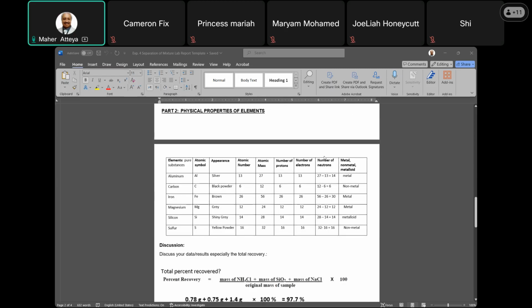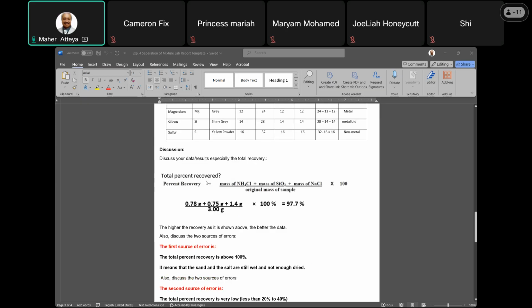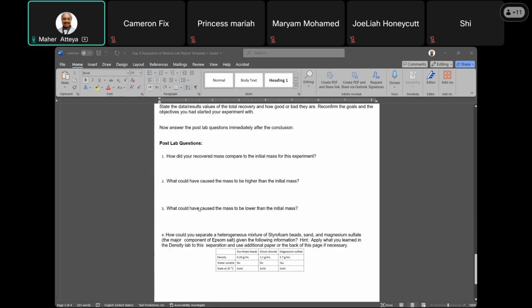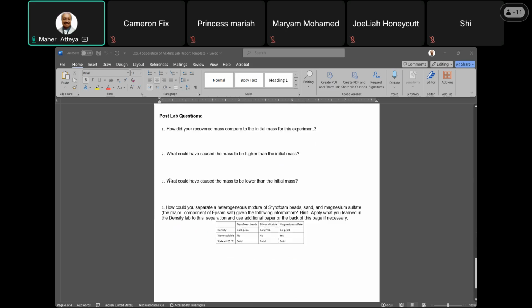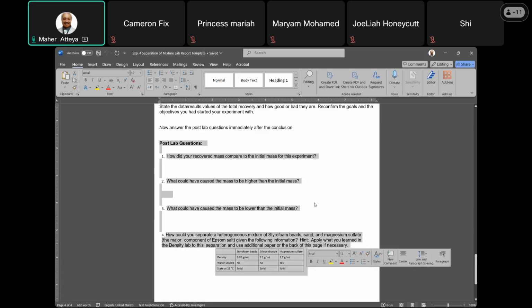And this is another table you need, with the elements. It can be metal, metalloid, or non-metal, and the number of electrons, number of protons, number of neutrons. How does this element look like? And here, how much the percentage cover, discussion, that's using your own words, and the conclusion, your own words, and the post-lab questions, you just copy. This is Microsoft Word. You can copy and paste, easy.